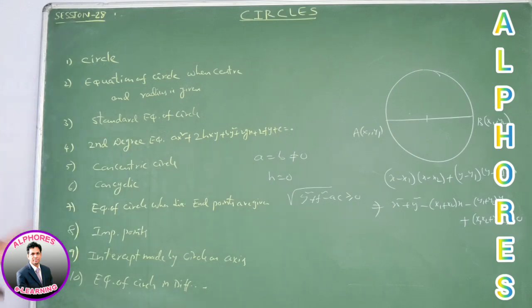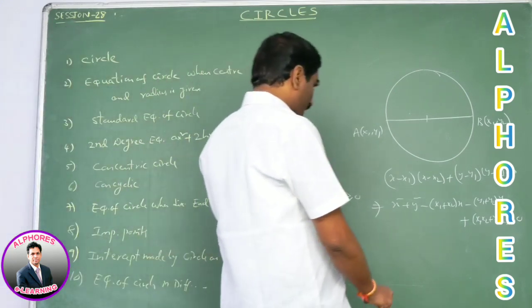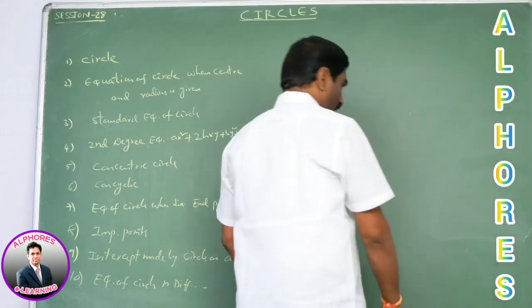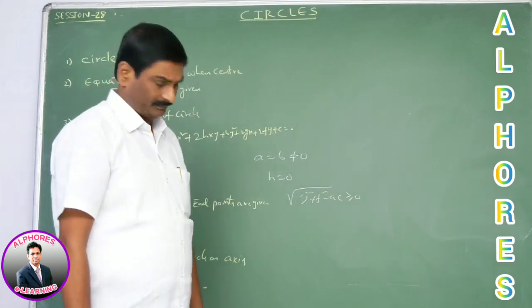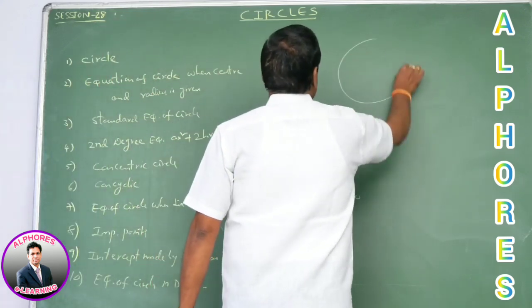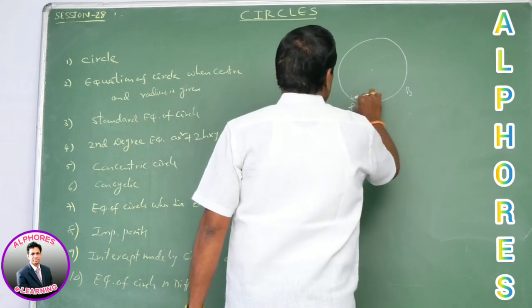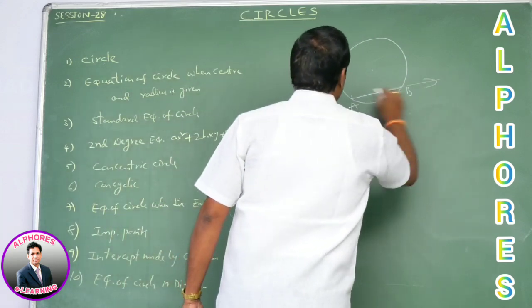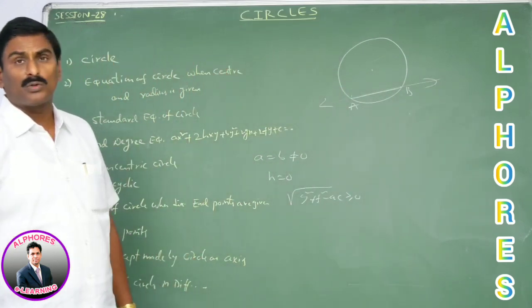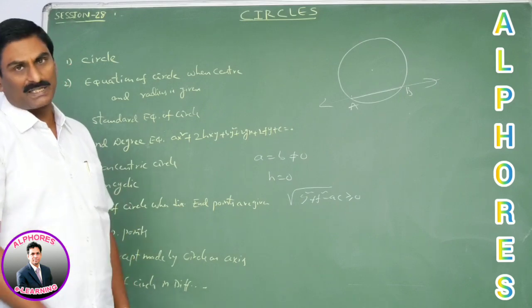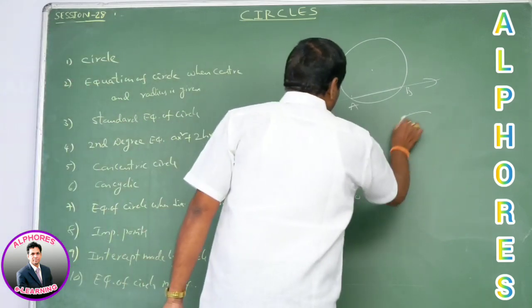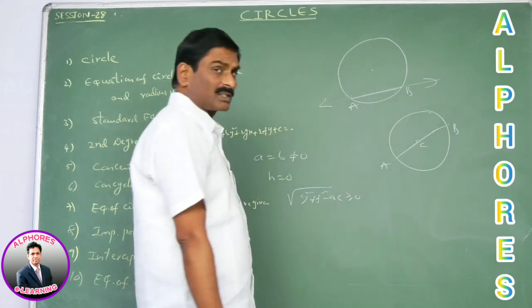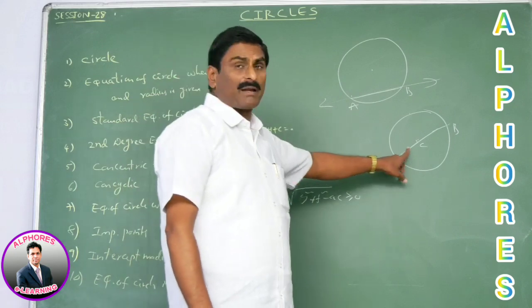Next, some important points on circles. What is a chord? Suppose A and B are two different points on the circle, then the line segment AB is said to be a chord. The line passing through A and B is said to be a secant line, or simply a secant. If the chord passes through the center of the circle, then it is said to be a diameter of the circle.